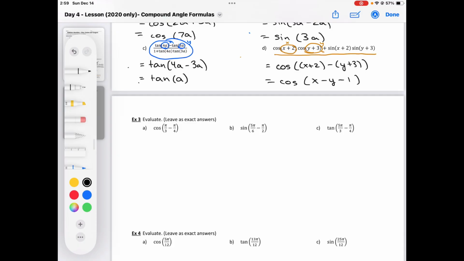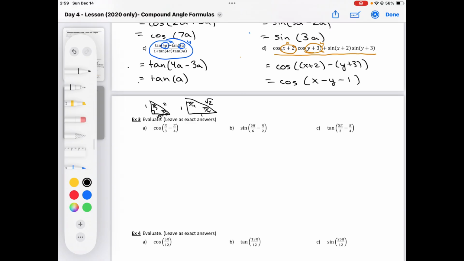The next thing that we're going to do is evaluate, and we're going to leave as exact answers. So that means that I'm going to need my special triangles. So I'm going to draw them out to start. I've got pi over 3, pi over 6, 1, root 3 and 2. And then I have my second one, pi over 4, 1, 1, and root 2.